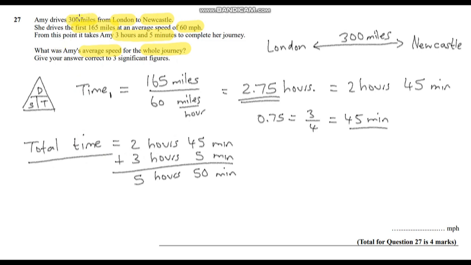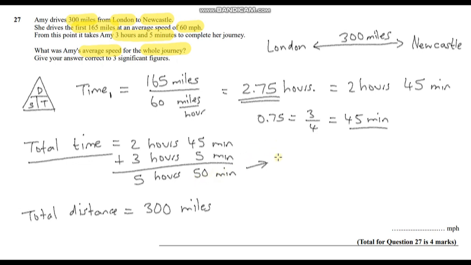We know the total distance. The total distance, I'll write that down, is 300 miles. So now we are able to calculate the average speed. So the average speed is going to be the total distance divided by the total time. Now we're going to have to put the time in hours. So we're going to have to convert 5 hours and 50 minutes just into hours.